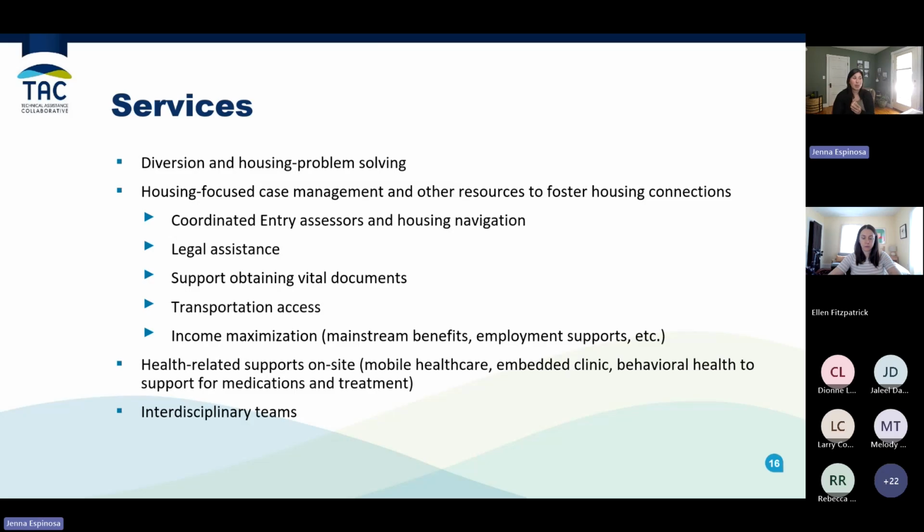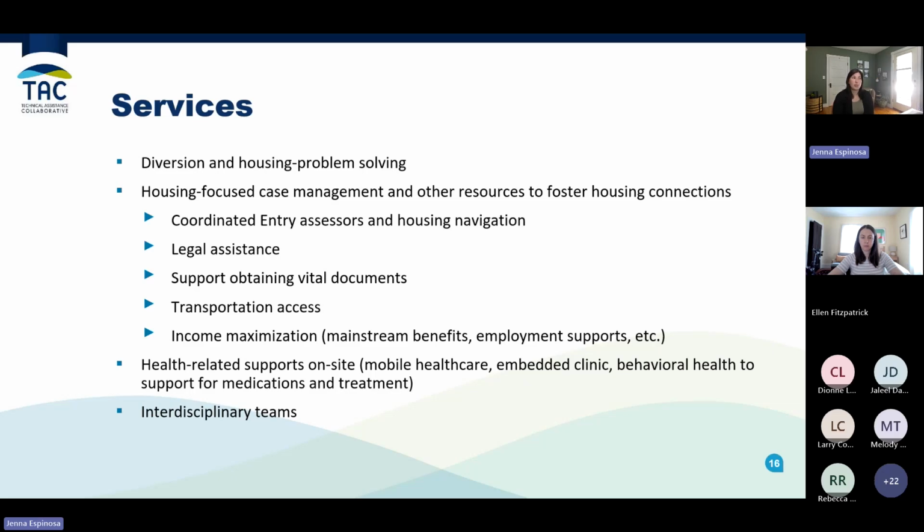Having health-related supports on site has proven to be really important, especially in shelters that are low barrier and specifically tend to serve people who are actively using substances. So that could look like strong connections with mobile healthcare units, having clinics embedded into the shelter, or having specific days where those services are on site, or any primary care services on site.